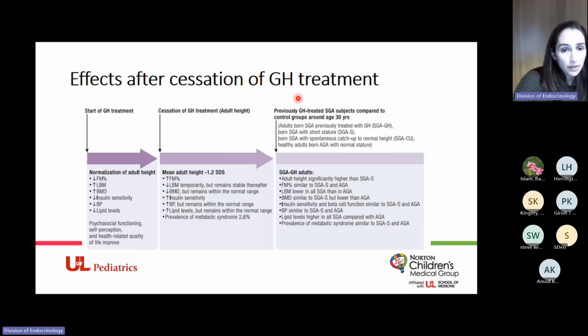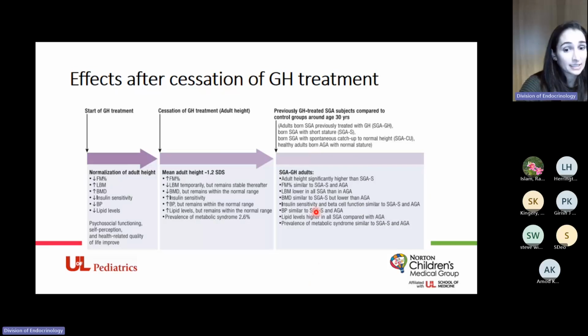So now comparing those that were treated with growth hormone with controls at around 30 years of age, they see that those that were treated with growth hormone obviously are taller than those that were not treated with growth hormone. So I think that's overall the biggest advantage. Fat mass is similar. Lean body mass is lower basically in all SGA patients, regardless of whether they were treated or not with growth hormone, compared to AGA patients.